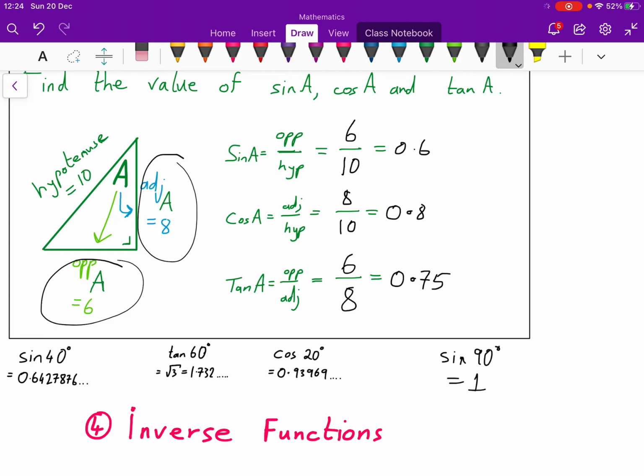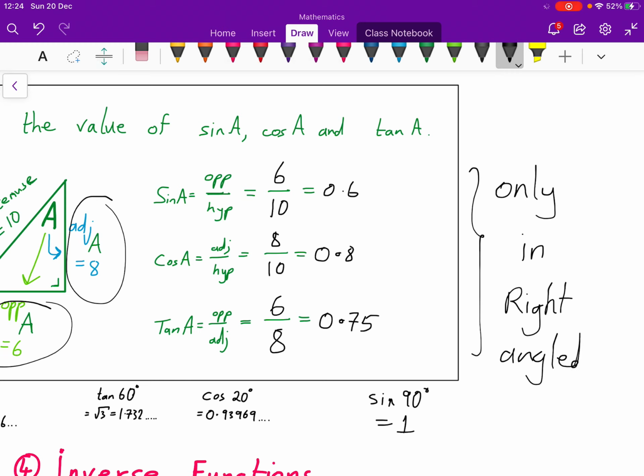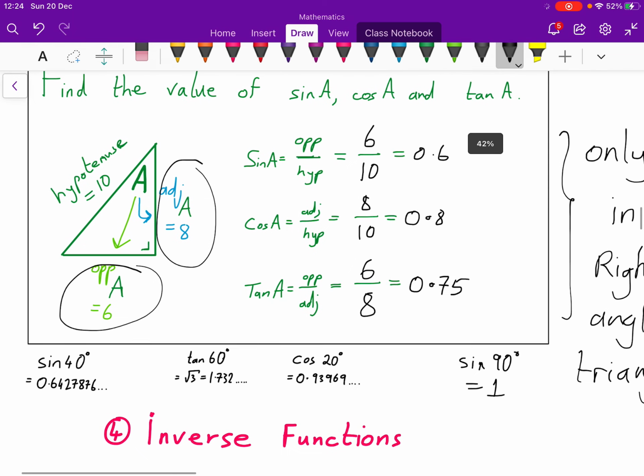Few things to know. Again, these only work in right angle triangles, so I really should have written that down somewhere. So these are only to be used in right angled triangles. Very important that we only use them in right angled triangles. Now most of your simple trigonometry problems will be right angled triangles, so it's going to be kind of easy.